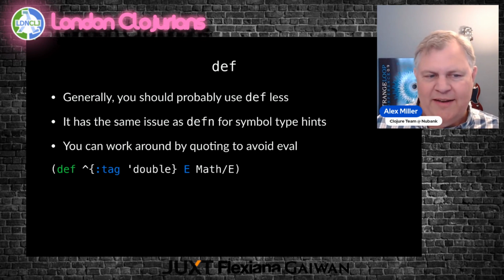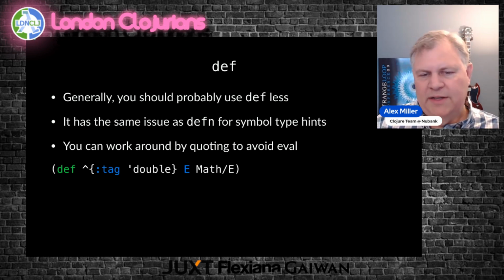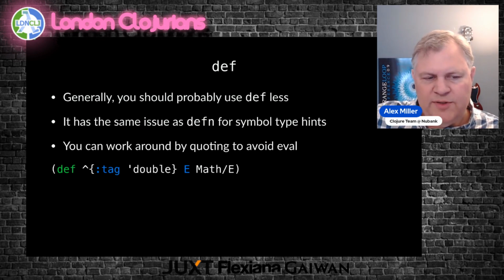But if you do have global state and you really want to mark it with a type hint, it is possible to do that. Because it has the same var metadata issue as defn, one way to do that is what's shown here. You can use tag and then a quoted double, and that will give you the right thing. This creates a var e that has the value from Math/E, but it's probably better to just use the value that's in Math/E, or to use the value in clojure.math, the new namespace that has an e constant that does this correctly for you.